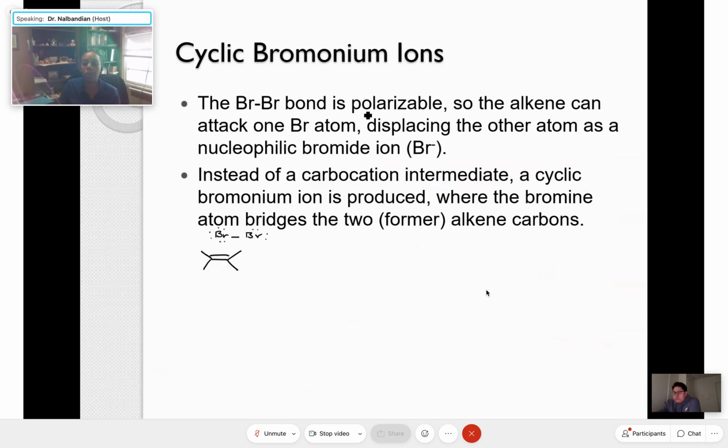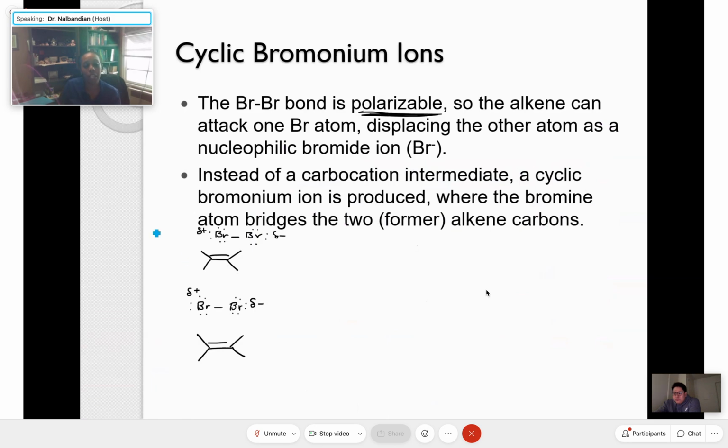So this is a polarizable bond. I'm going to draw it down here, two different cases for what could happen. Only one of them is true, but I'm going to show you two different cases. It's a polarizable bond, so we can pull electron density toward one of the bromines. If I pull it toward this bromine, then the other one ends up with a partial positive charge. I'm polarizing it, making it into a polar bond.